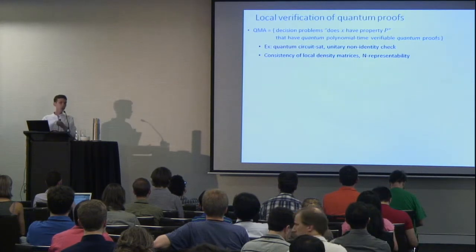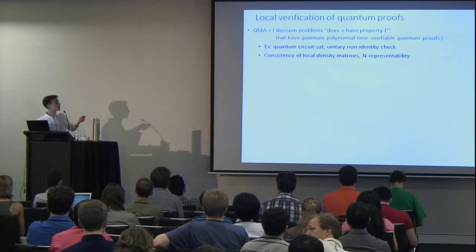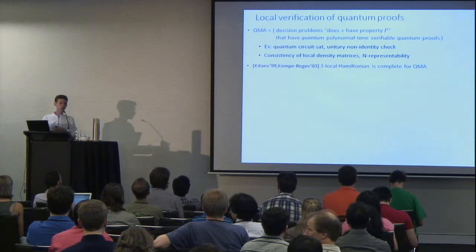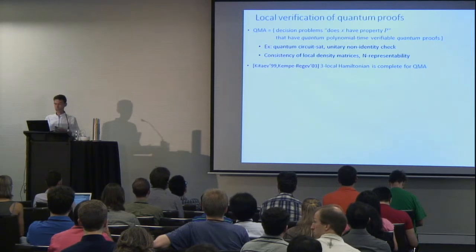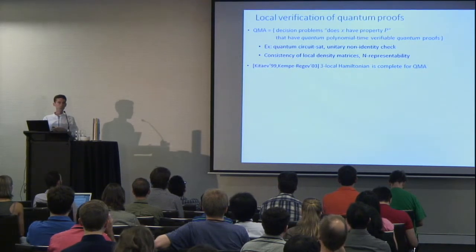So this class also contains a lot of interesting, diverse problems, not as many as NP, but then it's a class that was introduced more recently. I listed some examples here. And we also have an analog of the Cook-Levin theorem, sometimes called Kitaev's theorem, which is to say that one of the problems, the 3-local Hamiltonian problem, is complete for QMA.